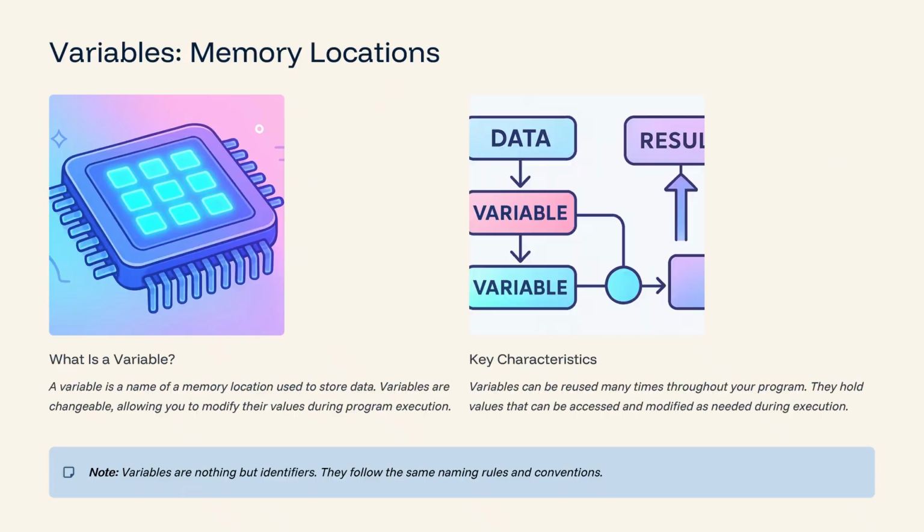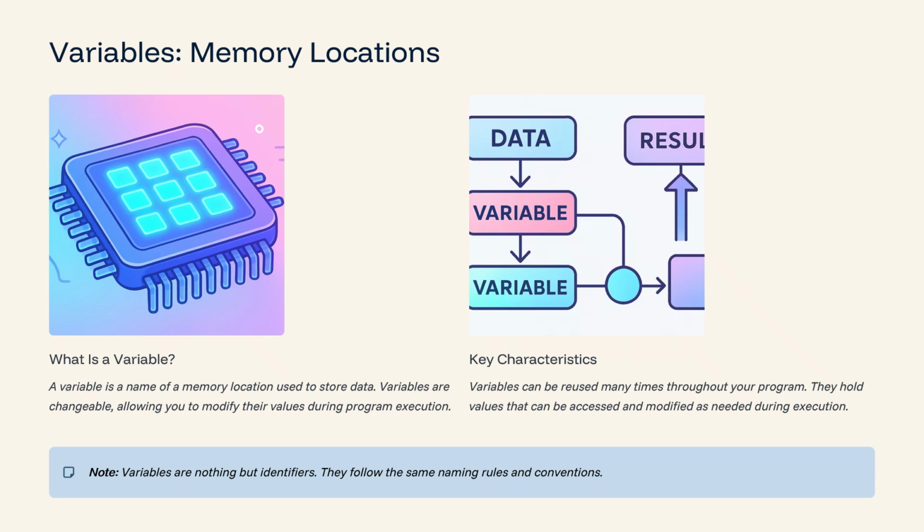Now, let us understand what are variables, one of the most important concepts in programming. A variable is a name of memory location used to store data. Variables are changeable, allowing you to modify their values during program execution. Whenever a program needs to store values such as numbers, characters, or decimal values, it uses variables. Suppose I define int age = 20. Here, age is a variable name and 20 is the value stored in the memory.